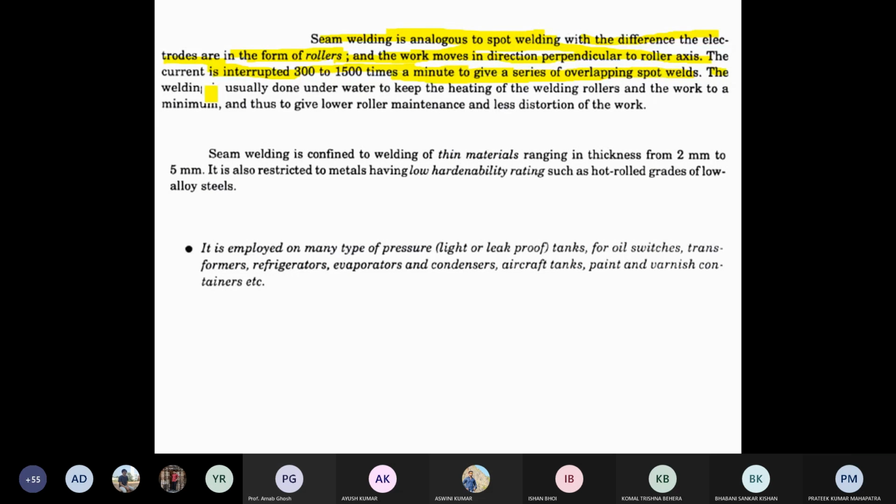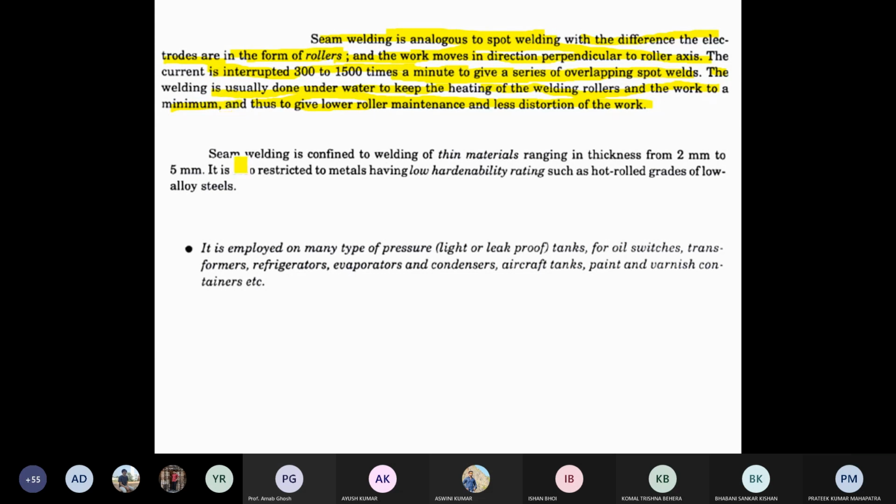Okay, the welding is usually done under water to keep the heating of the welding roller and the work to a minimum, thus giving lower roller maintenance and less distortion of the work. So that's the basic features of it. Gradually you have to work on it. Cooling is important. As long as it is cooled down, the welding will happen.